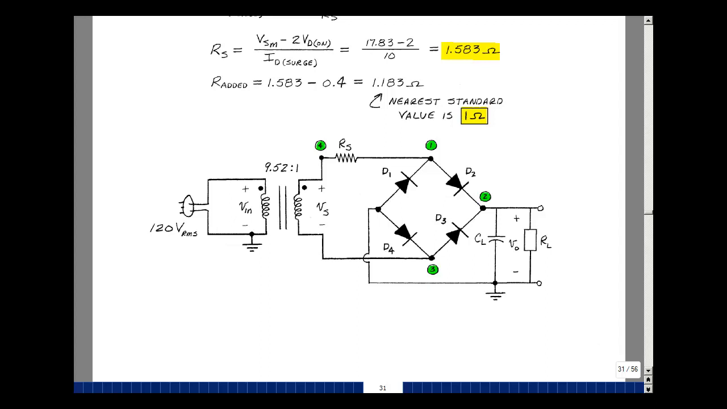Let's do a SPICE simulation. I'll call this one node 1, node 2, node 3, 0, and node 4. And I'm just going to use a sine wave here to represent this part of the circuit.